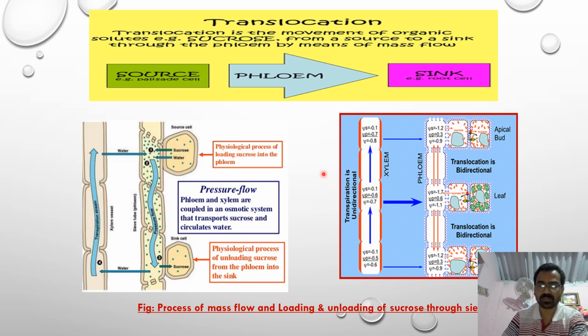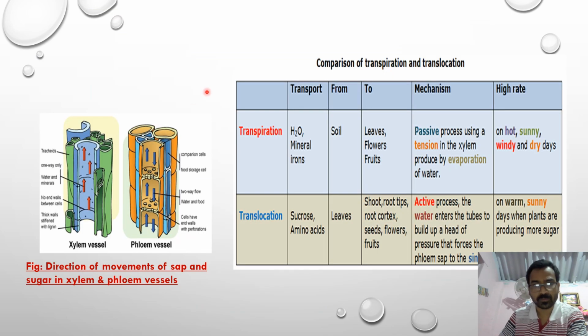In the next slide we are going to learn about transpiration and translocation and their major differences through a comparative chart. So this is the comparison between transpiration and translocation. Both are very different processes, and they take place in two different types of tissue. You can see this is the phloem element where translocation is taking place. This is the xylem element where transpiration is taking place.